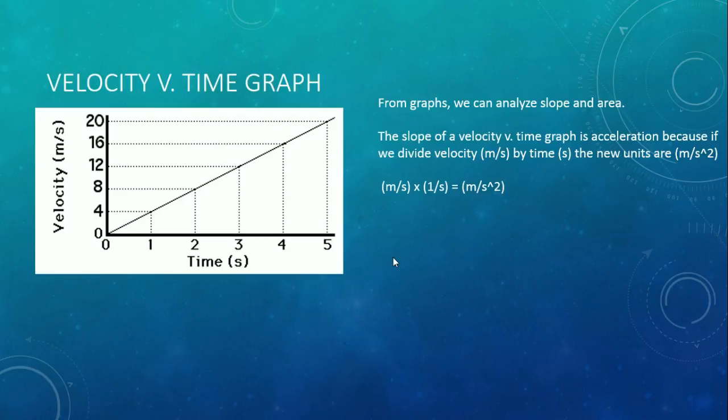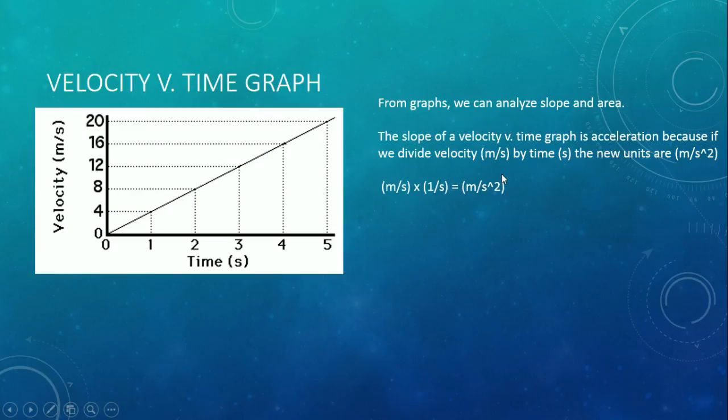Because if we divide the units for velocity, which by the way I forgot to mention is meters per second, because it's how far you traveled in a given amount of time, so meters per second, by time, meters per second times the reciprocal of time, which is 1 over s, gives you meters per second squared. And meters per second squared is the unit for acceleration. So if we use the slope from a velocity versus time graph, we always get acceleration.